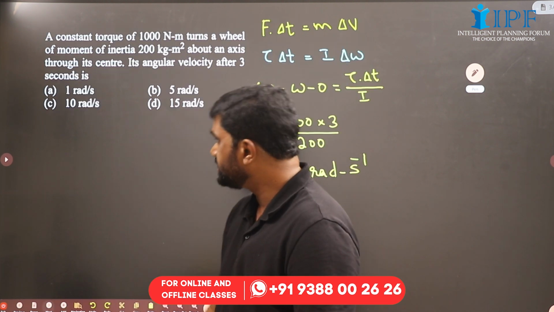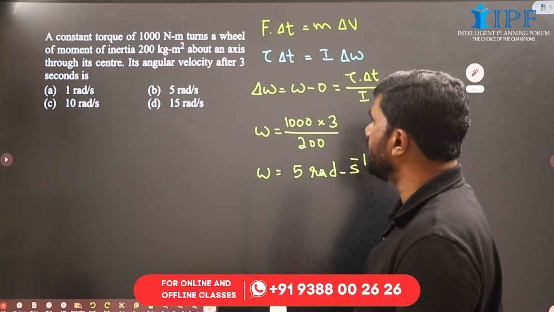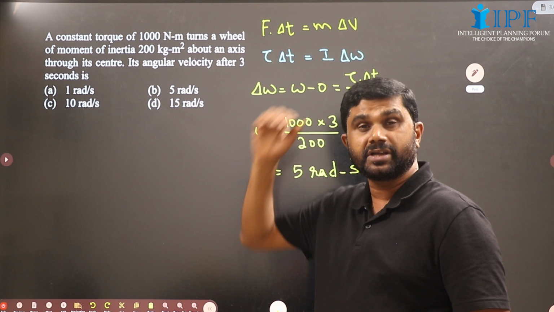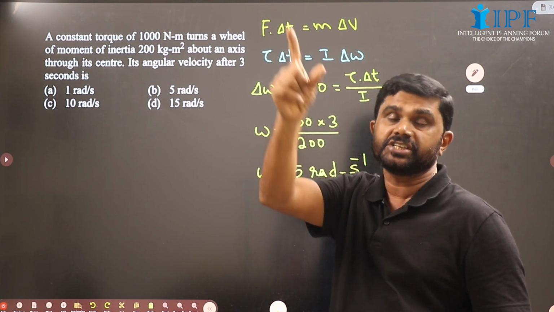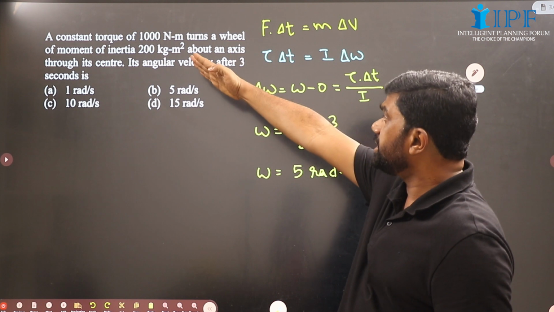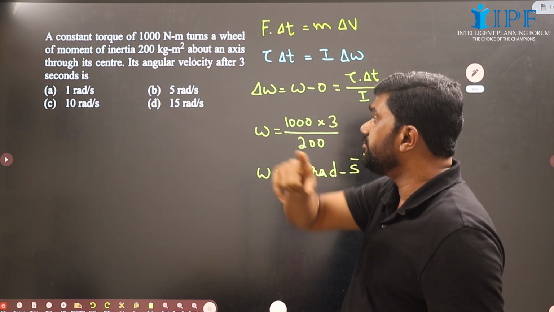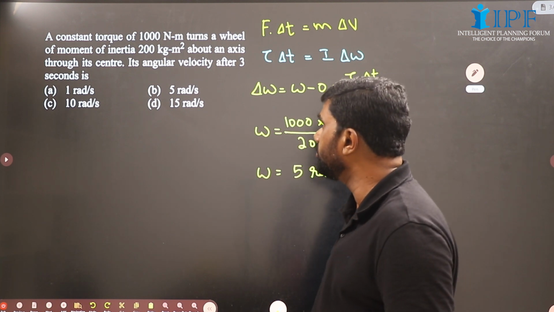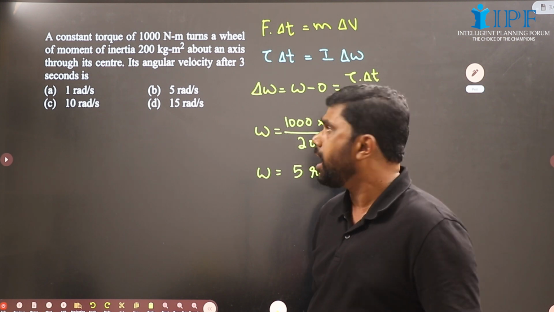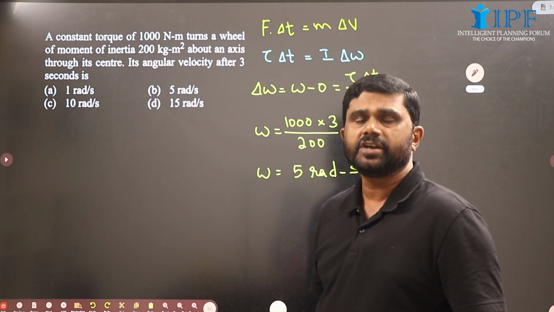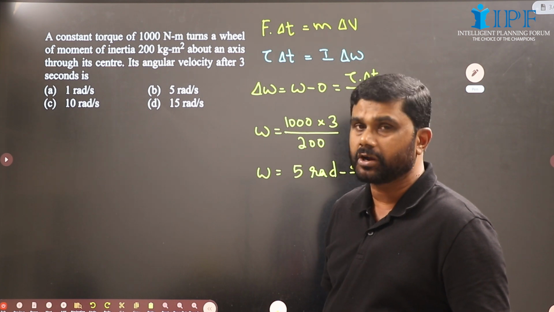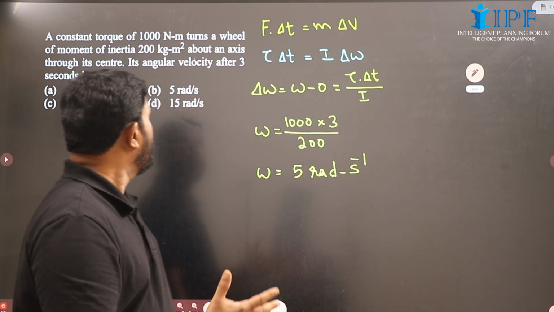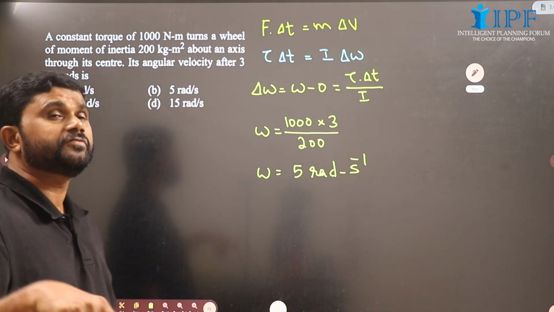Okay, now we have another example, to find the angular velocity, and it is based on angular impulse equal to change in angular momentum. A constant torque of 1000 Newton meter turns a wheel of moment of inertia 200 kilogram meter square about an axis through its center. The angular velocity after 3 seconds is. We have the torque, the time for which the torque acts, and also the moment of inertia. Suppose the wheel is turned from rest.